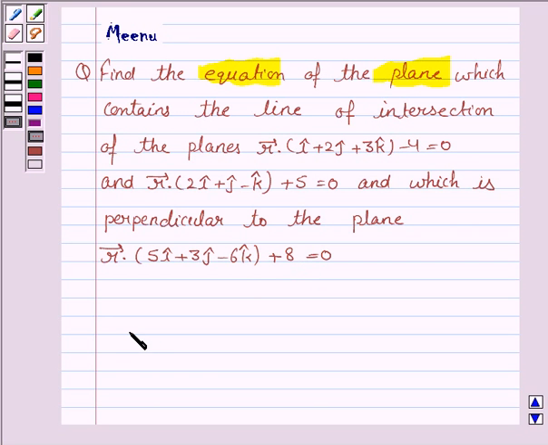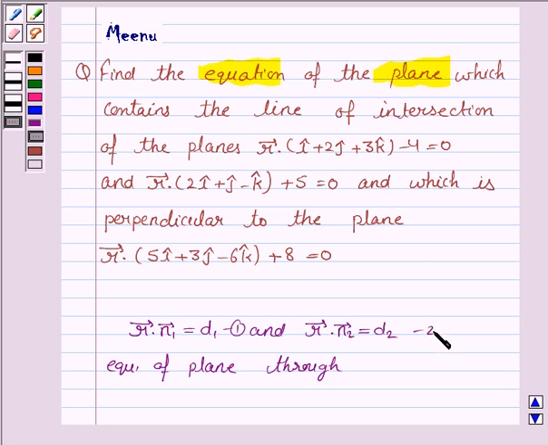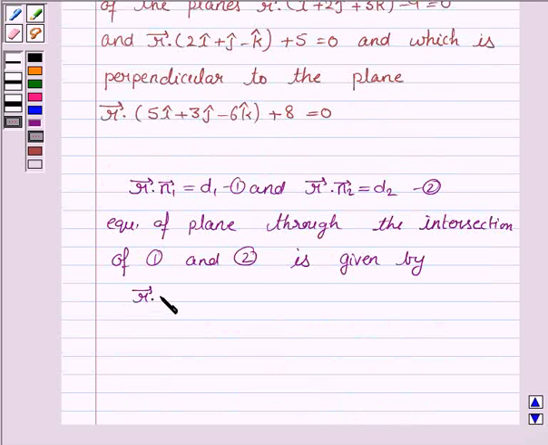Now if we are given two planes vector r dot vector n1 is equal to d1 and vector r dot vector n2 is equal to d2, then the equation of plane through the intersection of the two given planes is given by vector r dot vector n1 minus d1 plus lambda into vector r dot vector n2 minus d2 is equal to 0, where lambda is any real number.